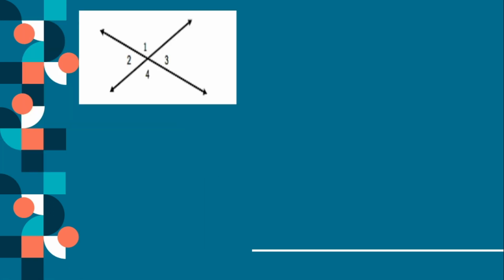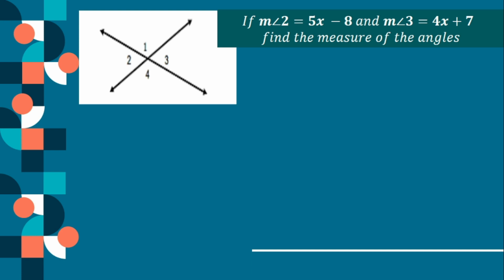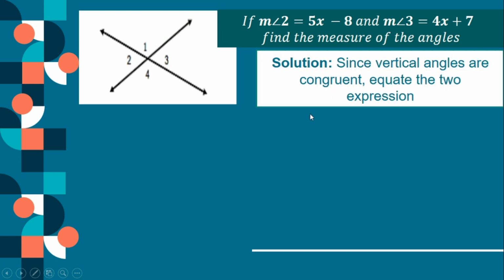Let's have this example. If the measure of angle 2 is equal to 5x minus 8 and the measure of angle 3 is equal to 4x plus 7, find the measure of the angles. So sabi natin kanina, we have angle 2 here and angle 3 and their relationship is they are vertical angles, correct? At kinunclude natin ang vertical angles are congruent, meaning to say we can equate the two expressions given. Since angle 2 is equal to angle 3, because they are vertical angles and they are congruent, therefore yung 5x minus 8 natin, which is angle 2, is equal to 4x plus 7, which is yung ating angle 3.